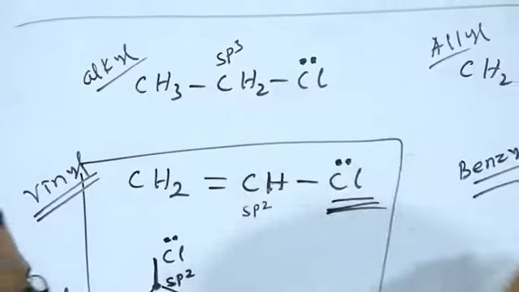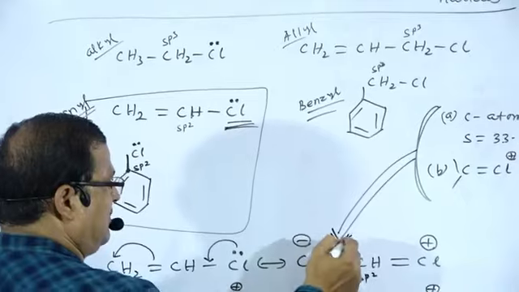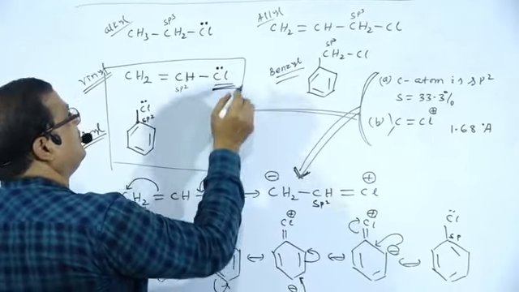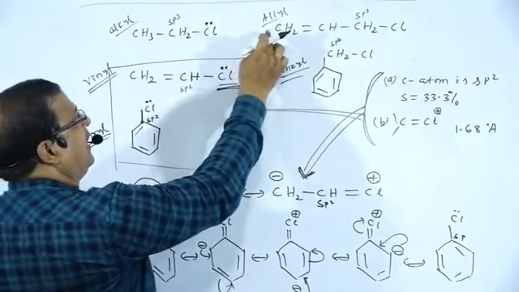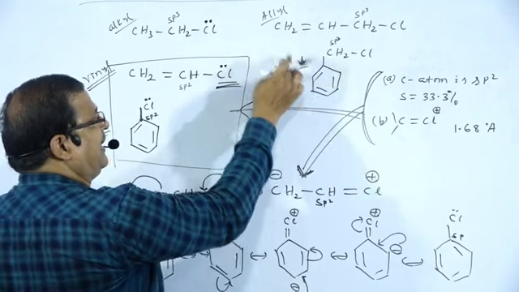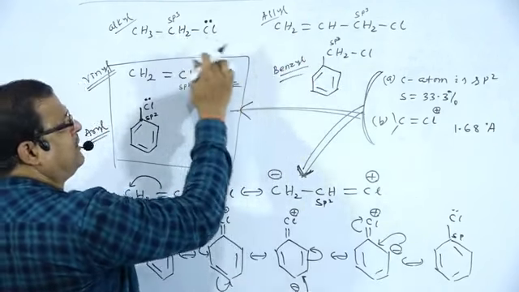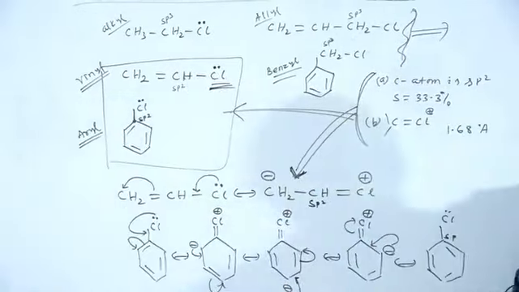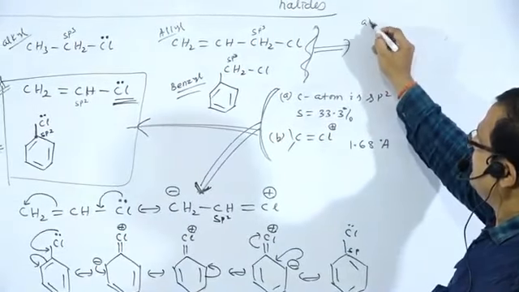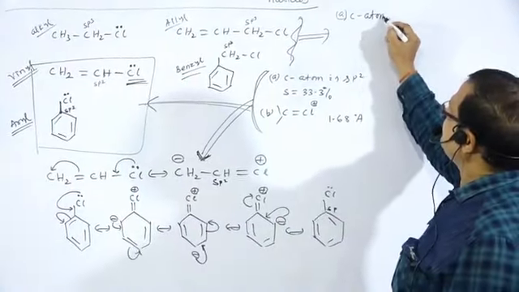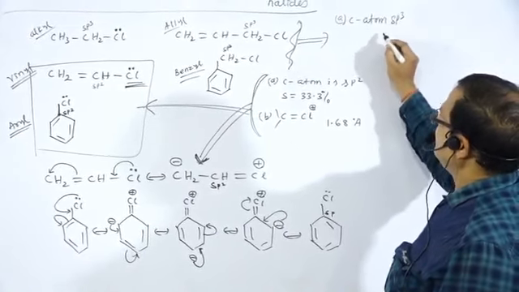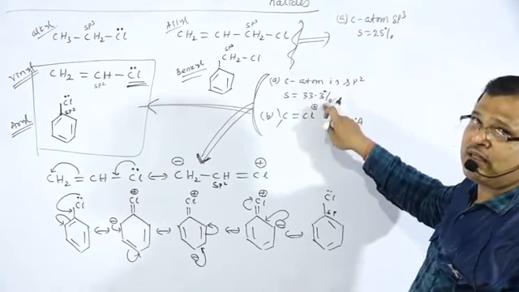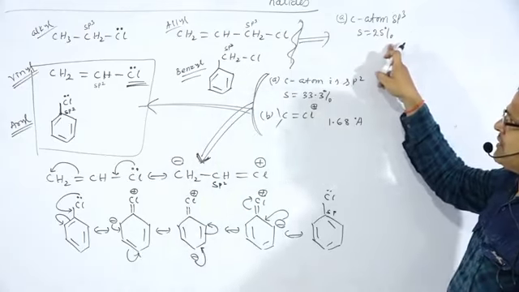That earlier discussion was meant for vinyl and aryl, but now we will take the cases of alkyl, allyl and benzyl. In all these three cases, the carbon atom is sp3 hybridized, with S character 25%. Mark it: in the earlier case it is 33.3%, but in this case 25%, a lower percentage.